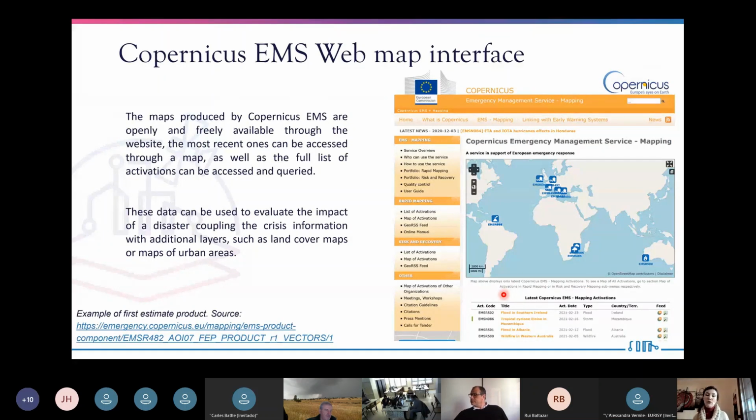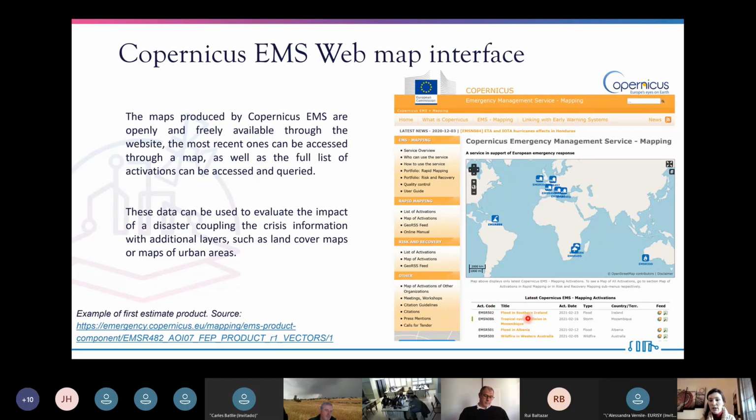Once the maps are produced, they are shared with the users also through the web service of Copernicus EMS, which you can access. You have that on the website. You can see the latest activations of the service. You can see that they are not only in Europe. We have here also South America, Africa, and also Australia. You see here from the icon which type of emergency was mapped.